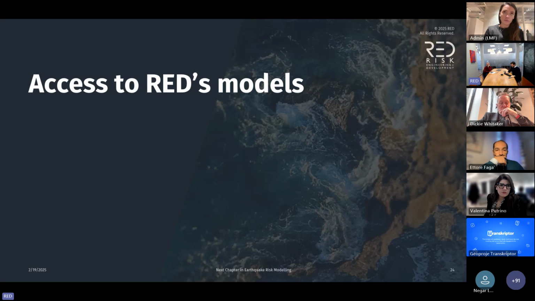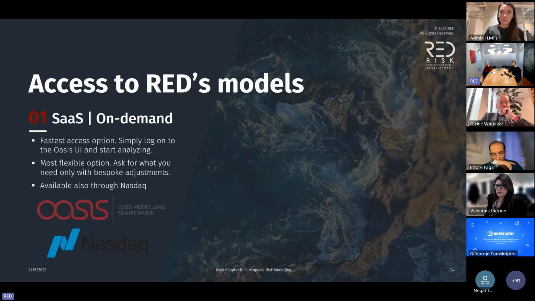Now, to those who are interested in knowing how to access the REDS models, including EQM Plus, we have a couple of alternatives. One would be your software as a service on-demand deployment. This is where we would be deploying the model on cloud, and this is the most flexible option. You simply just log in and start analyzing, right? And it's flexible because it can be tailored to your needs, and you essentially will be paying for what you need geographically also, like with any of our models.